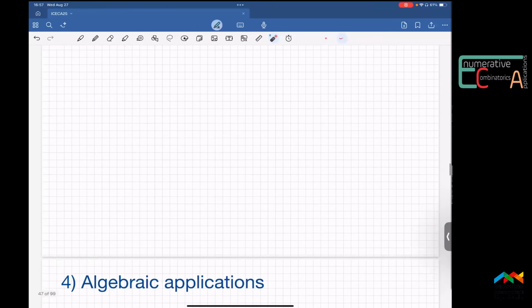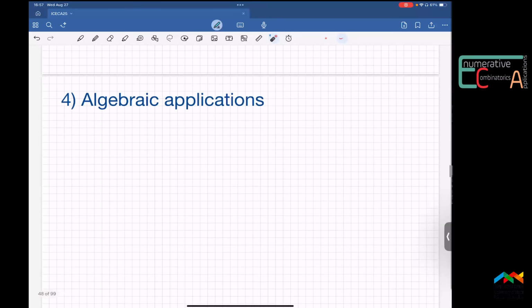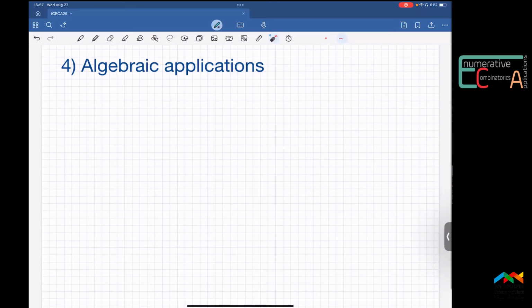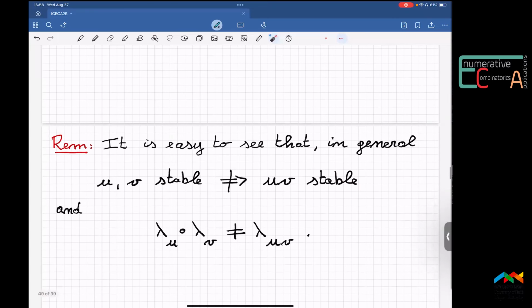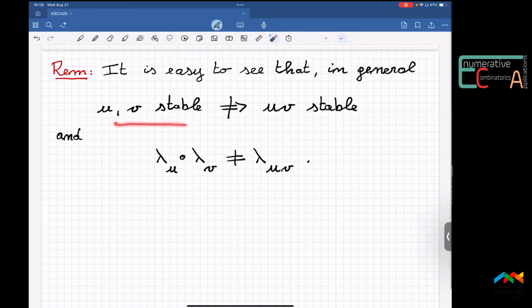So I want to conclude with some algebraic applications. Of course, stable permutations are not a group. And here I have exactly that observation. It's easy to see that if U and V are stable, the product is not going to be stable in general. And also, the product of the corresponding endomorphisms is not lambda UV. But of course, the automorphisms do form a group. And there is interest in finding subgroups of this automorphism group.